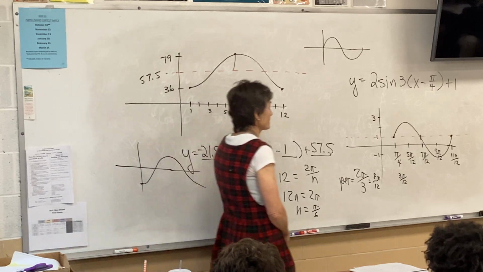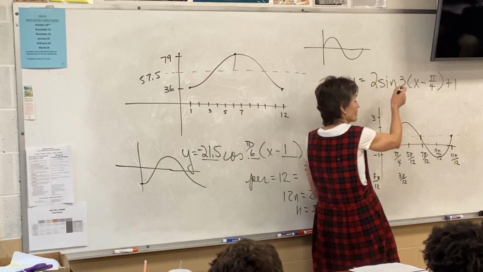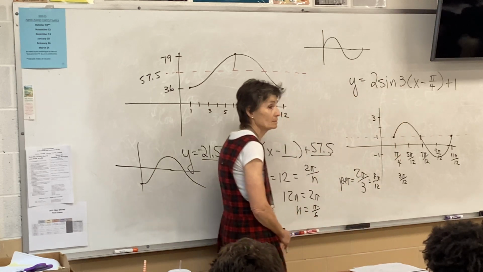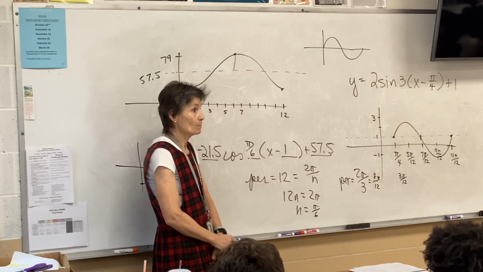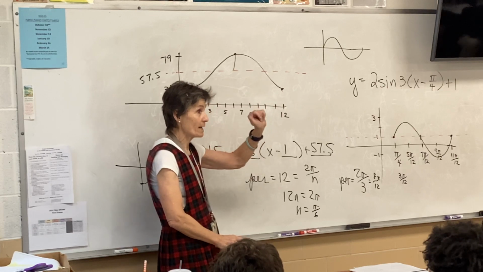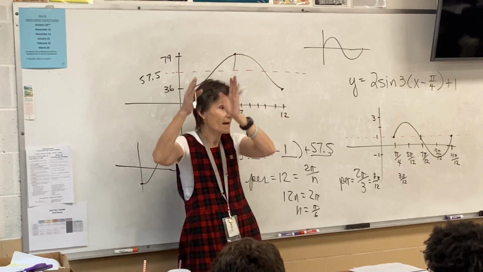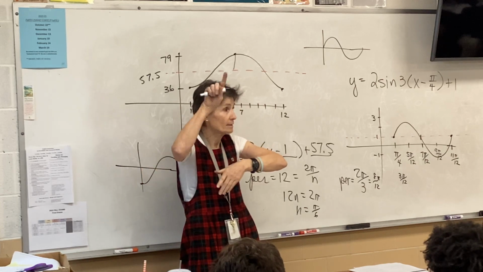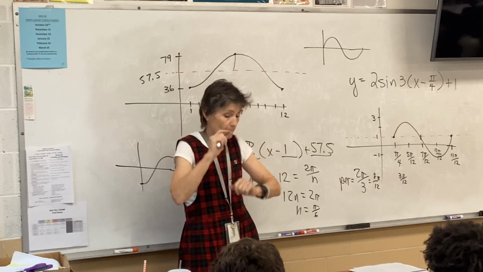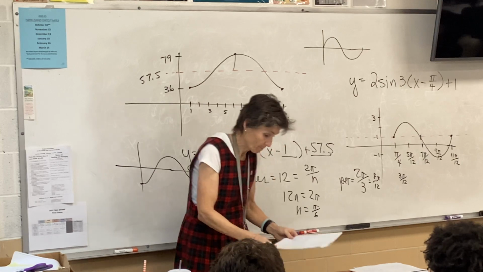If, by chance, this had been a cosecant, then we would do exactly what we just did, right? And then remember what you do if it's a cosecant? Put in the asymptotes and flip the curves. That was on this homework.